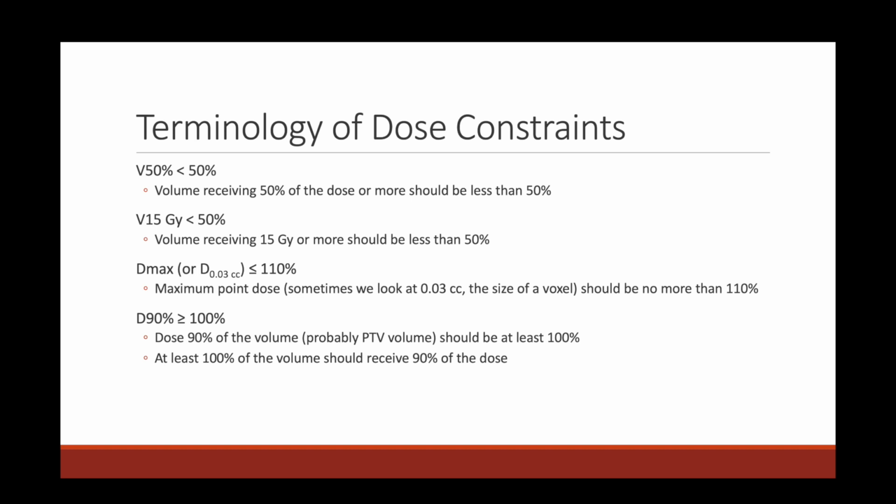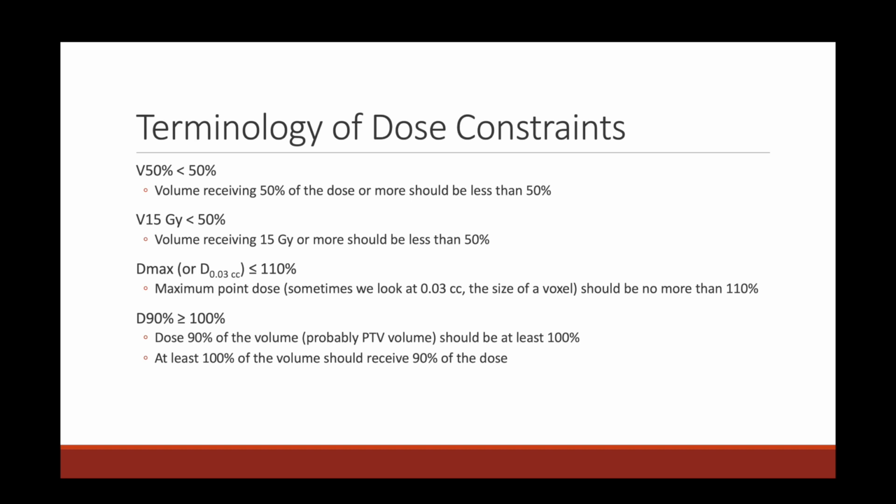The easiest way to think about it, and whenever you're looking at these numbers for the first time, you will have to kind of hear a volume and then think about what that means, or hear a dose constraint and think about what that actually means. But if you see a V as the first thing, then whatever number's on the other side of the sign is a volume. If you see a D as the first letter, then whatever number's on the other side of that sign is a dose. So that's the easiest way to think about this.